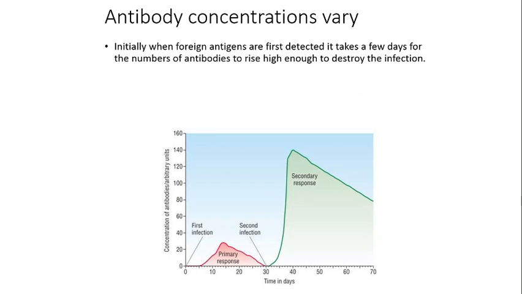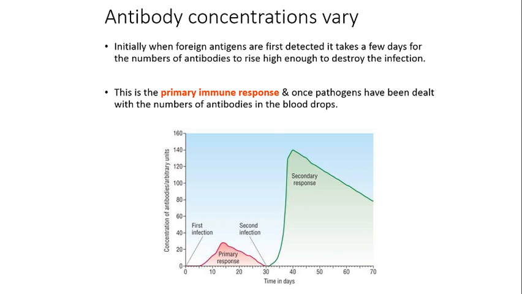Good, so in a nutshell then, we've got the foreign antigens first being detected, it takes time then for that process of clonal selection, and then the antibodies start to be produced, and it doesn't really rise high enough to destroy the infection. It takes a bit of time to destroy that infection. With the primary response then, because it's taking a bit longer to fight off that infection, to start the production of antibodies, a person would start to feel symptoms here.